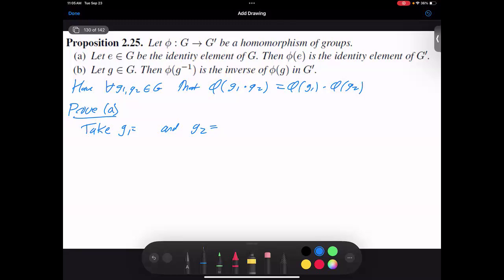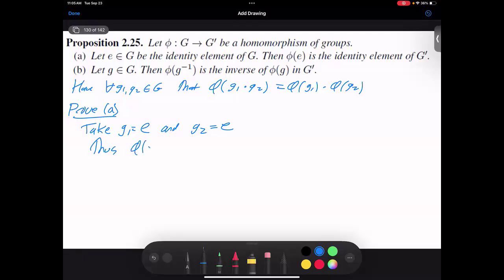If I don't tell you anything about G, what's the only element we know G has? E. What should we take for G1? What should we take for G2? Let's see what happens.